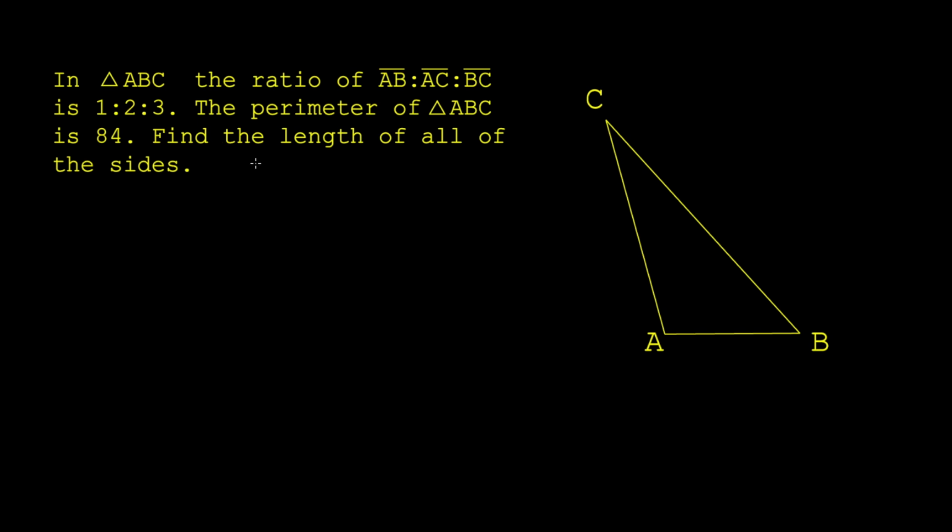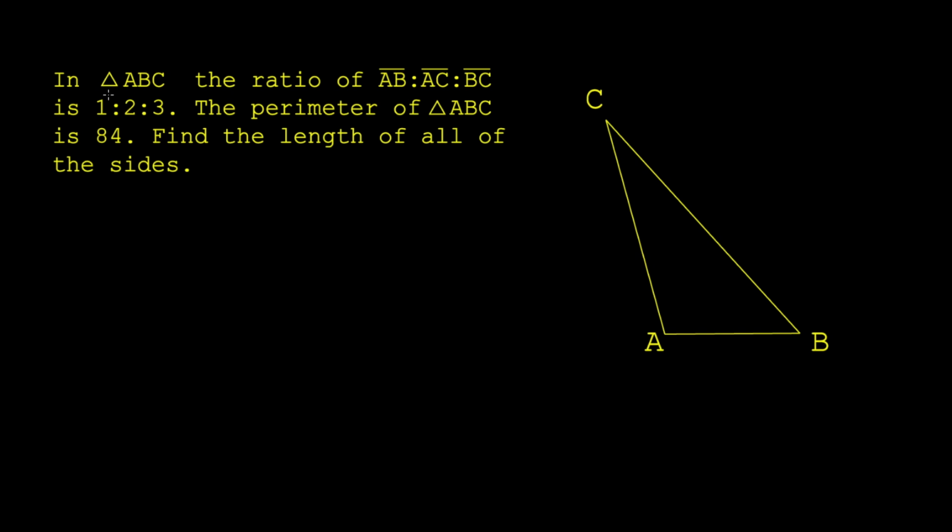In this video, we will begin doing some algebra from geometry. All of your algebra and all of your equations in geometry come from the geometry of the problem. In triangle ABC, the ratio of AB to AC to BC is 1 to 2 to 3. The perimeter of ABC is 84. Find the length of all of the sides.